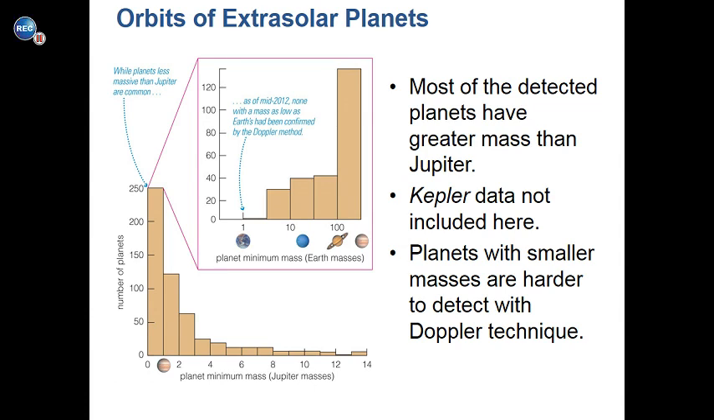And so it's easier to find heavier planets closer to the stars because they have a bigger effect on the star, on the light from the star. So typically we found a lot of hot Jupiters, things bigger than Jupiter but closer than Mercury to the star.